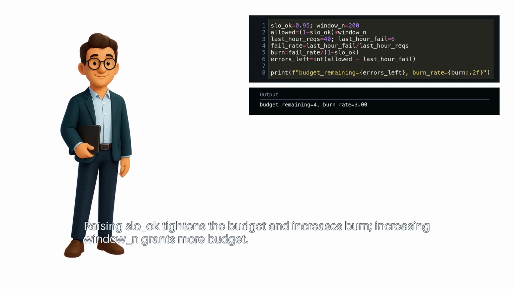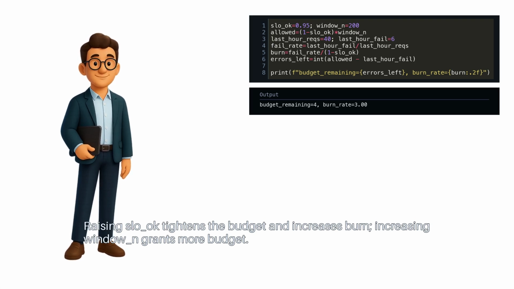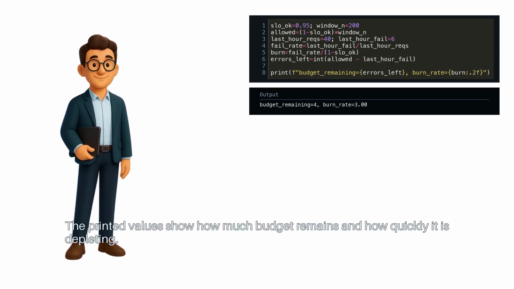Raising SLO_OK tightens the budget and increases burn. Increasing window_n grants more budget. The printed values show how much budget remains and how quickly it is depleting.